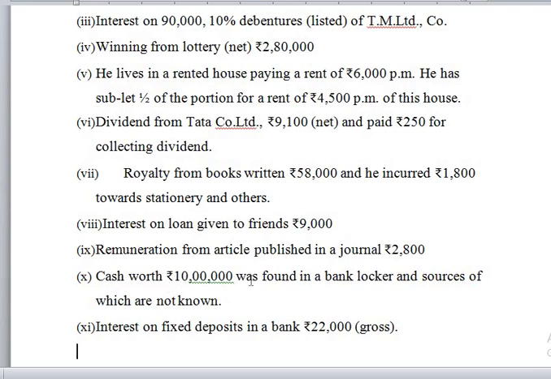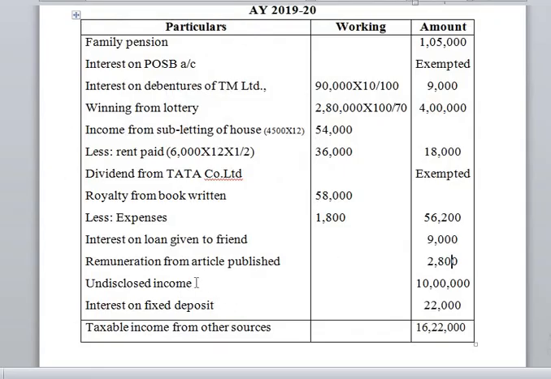Cash worth rupees 10 lakhs was found in a bank locker and the sources of which are not known. So it is nothing but undisclosed income. There is no proper information or proper reason for earning this income. Such incomes are called undisclosed incomes. Any income which has no source, which has no information about the rise of such income, will be undisclosed income. It is taxable under income from other sources.